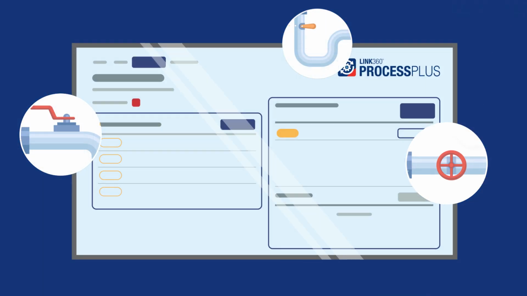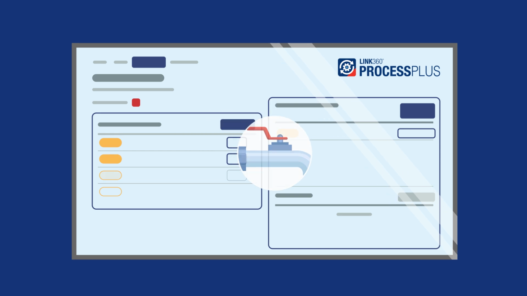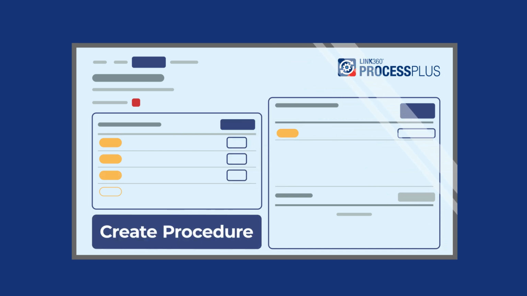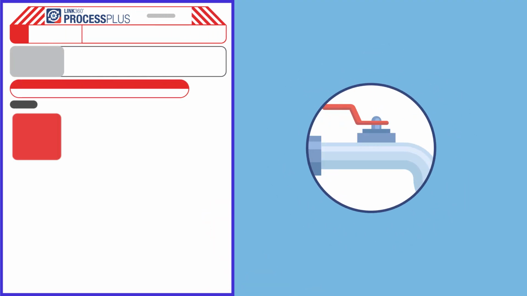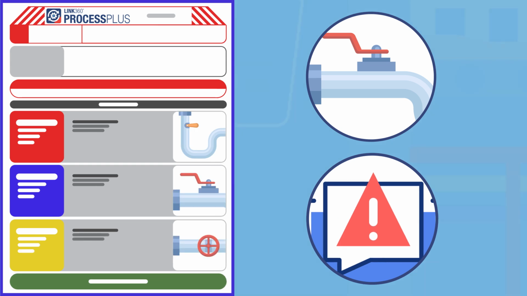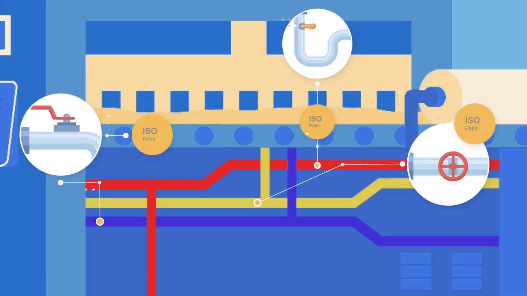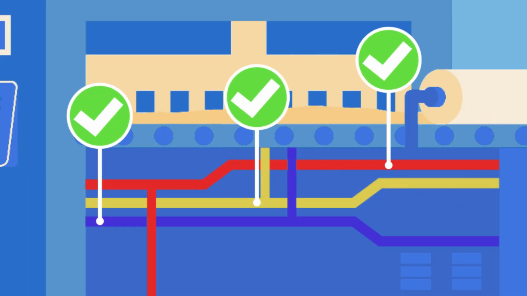Using the visual interface, simply drag and drop isolation points and create a procedure with just a few clicks. Photos, hazard information, all auto-populate, allowing your team to target only essential isolation points for the fastest, safest shutdowns.